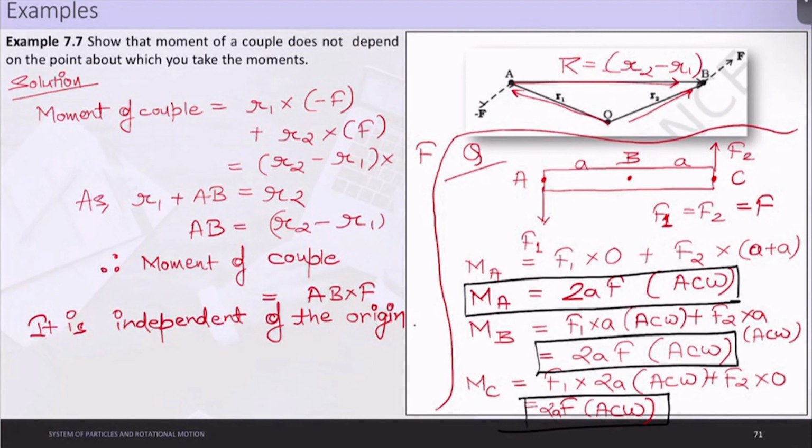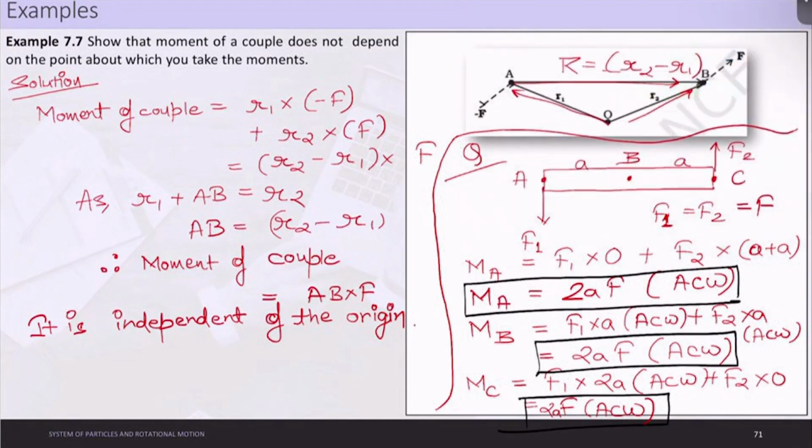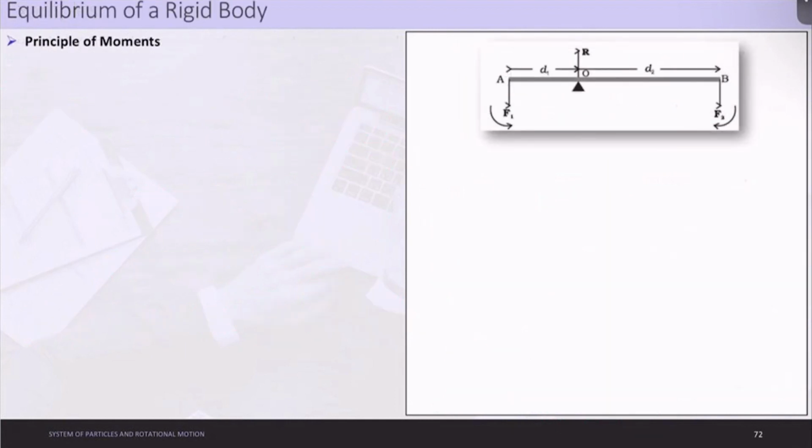And what is its value? It's the value of the individual force magnitude multiplied by the perpendicular distance between them. Okay, so I hope this question is clear to you. Now let us move to another concept, which is basically called the principle of moments. Just put a little bit of concentration here. You will understand this, a very small concept. This can be understood as one of the applications of your rotational motion or use of your moment concept. Let us try to understand that and then we'll move forward.